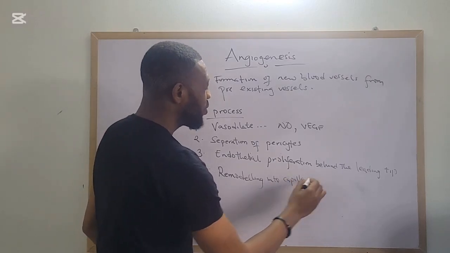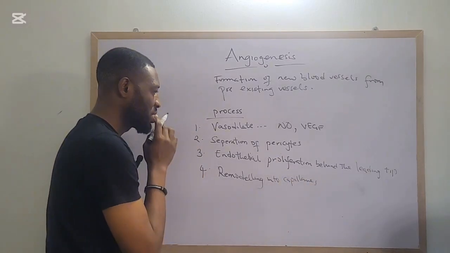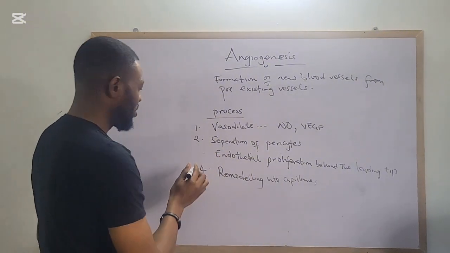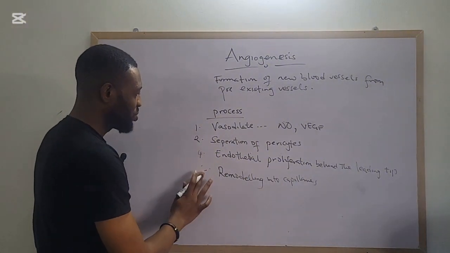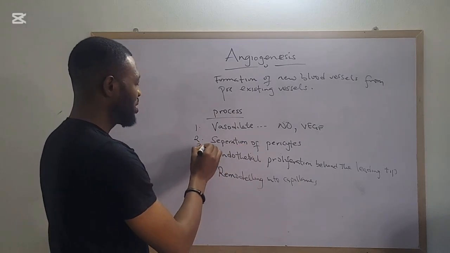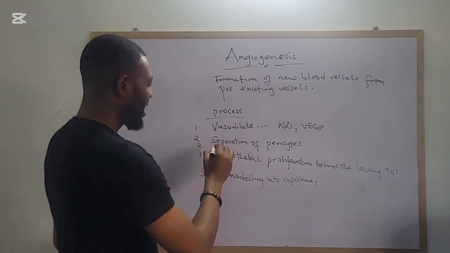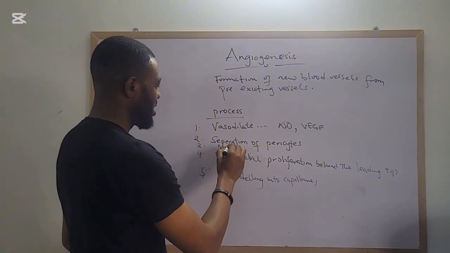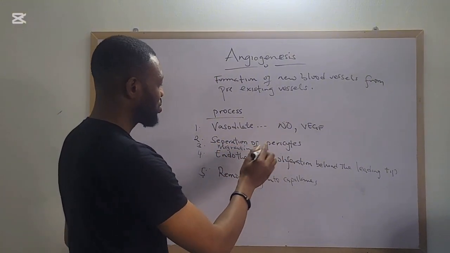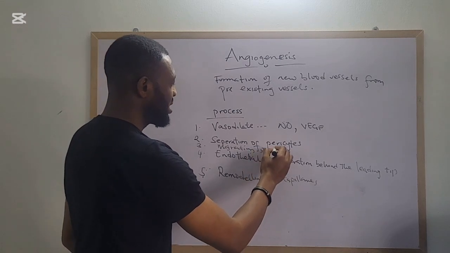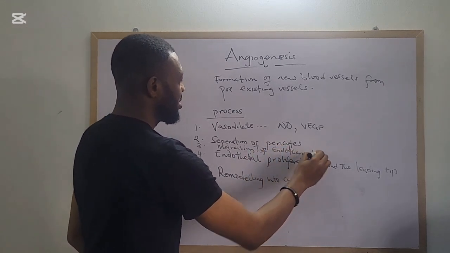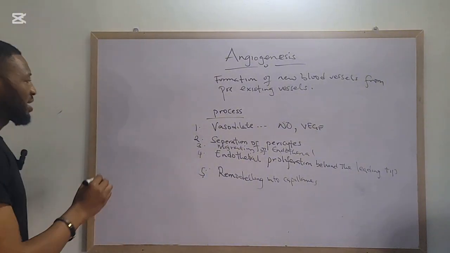Okay. Now, before there is endothelial proliferation, there has to be, so I'll add another step in between separation of pericytes and endothelial proliferation, which will be the third step. It will be migration of endothelial cells with respect to where the blood vessel needs to form. So basically let me just see if I can give a graphical representation.